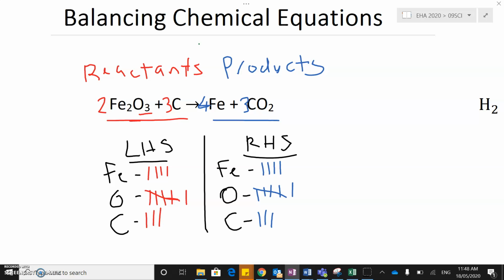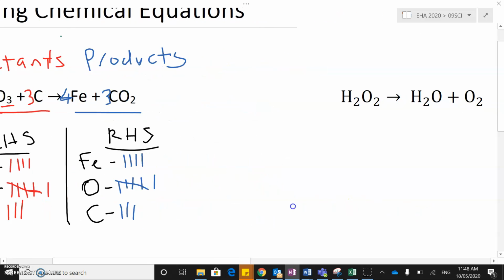Iron on the left hand side is 4, on the right hand side is 4. Left hand side the oxygen is 6, right hand side is 6. And then our carbons are the same on both sides as well. Nicely done. Let's have a go at another example.